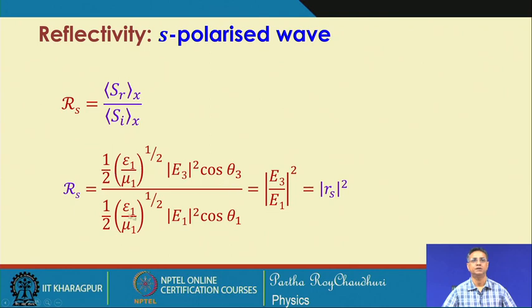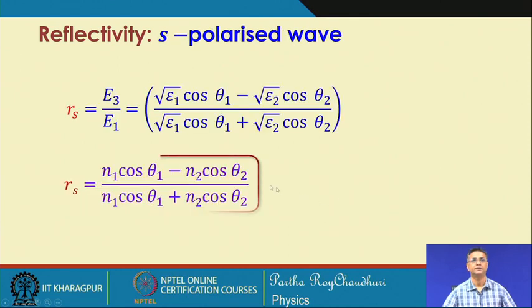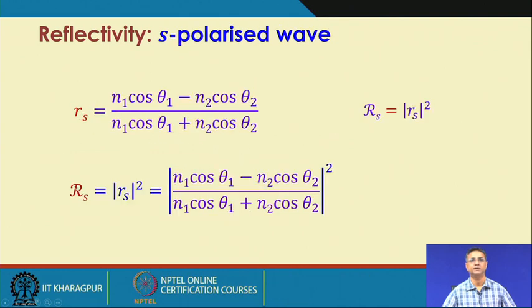So, on evaluation you can see that because it involves only the first medium, that is the lower medium, epsilon 1 by mu 1, epsilon 1 by mu 2, these things will cancel out, giving rise to mod square of E 3 by E 1, which is equal to R s square. And then the energy reflection coefficient, if I use R s square, we can write this equation as just the mod square of this R s.